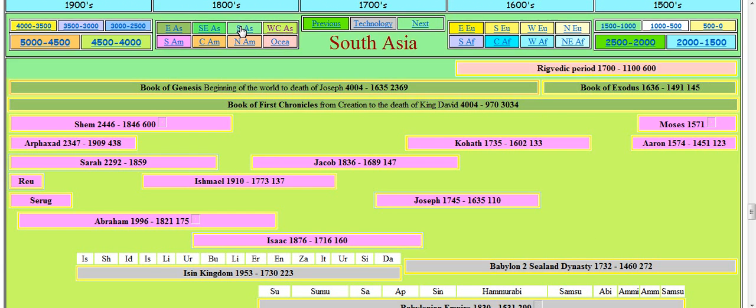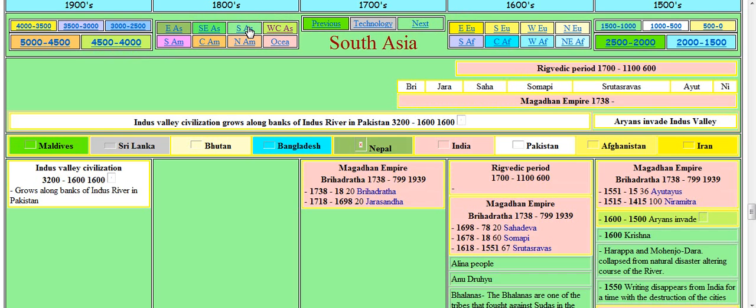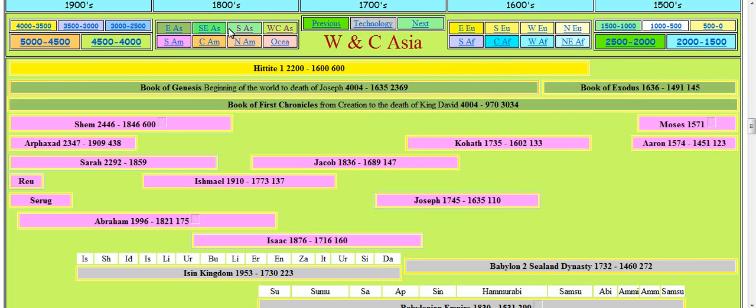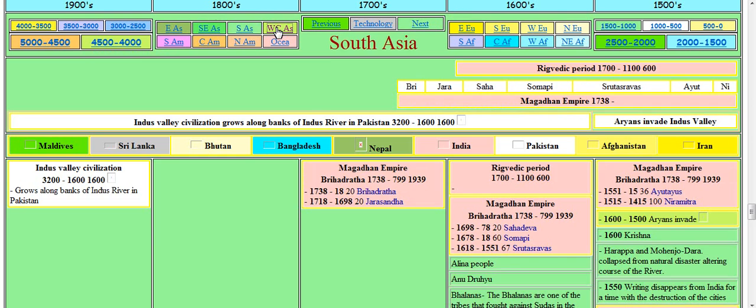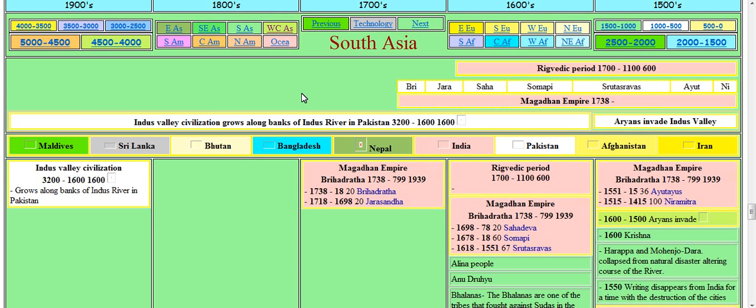Instantaneous jumping is a good way to compare instantaneously. If you don't want to just compare kingdoms that are happening at the same time here, you can compare between different areas. Like, the Rig Vedic period. Oh, it was the time of Exodus. Rig Vedic period, time of Exodus. Look, and so on. And you can do that anywhere in the world.